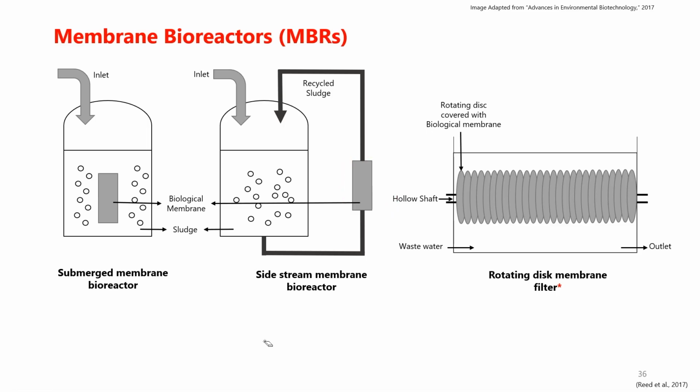In the case of a rotating disc membrane filter, we have a rotating disc covered with biological membrane, and there is a shaft, and of course, there will be a motor which will help us in rotating it. And then the wastewater enters from one side, and this disc keeps on rotating, and the treated waste is taken out through the outlet.